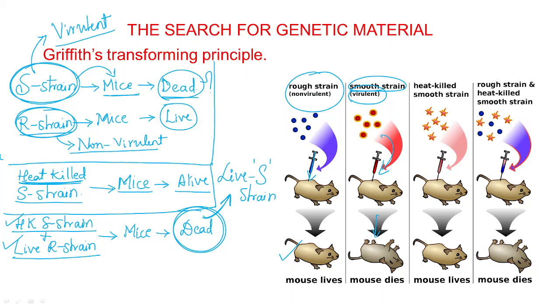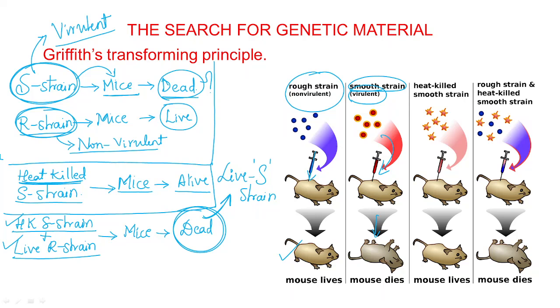Okay, when he injected the heat killed S strain and live R strain bacteria into the mice, they were not supposed to be dead, but here the mice died. Then he got confused about why the mice died, and he was about to search it. That is why he took the dead mice and isolated the bacteria from it.